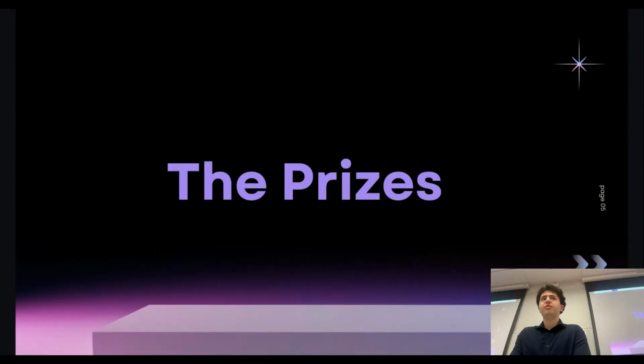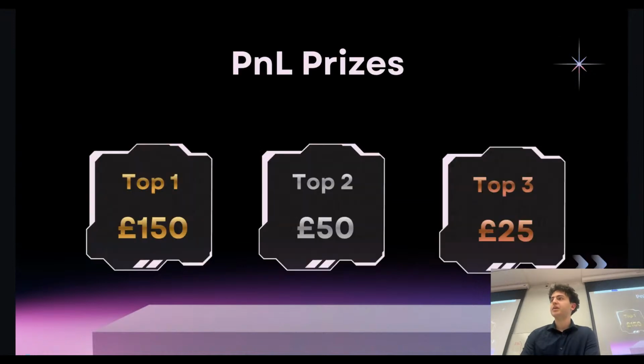Okay, now we're going to go over the prizes real quick. We've got a few categories. The first one is P&L, right? So you start with £100,000. At the end, we're going to have a list of how much money everyone has. The first team will get £150. These are going to be Amazon vouchers. The second team will get 50 quid, and the third team will get £25.